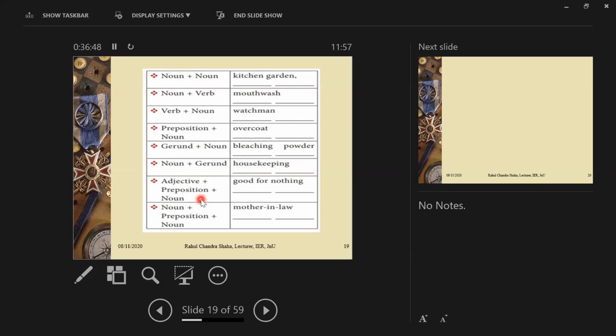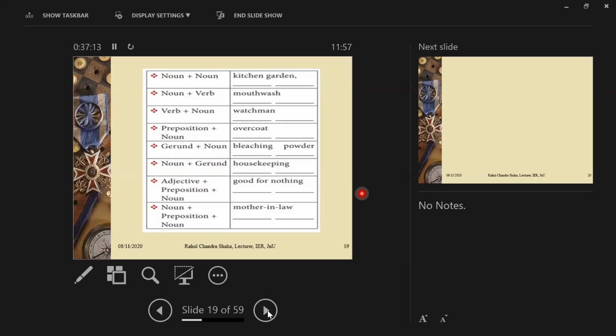Sir, if in our question paper there is a question like preposition plus noun, then we have to answer with an example or a sentence. There will be both things: an example of just the word, or a combination in sentence form.